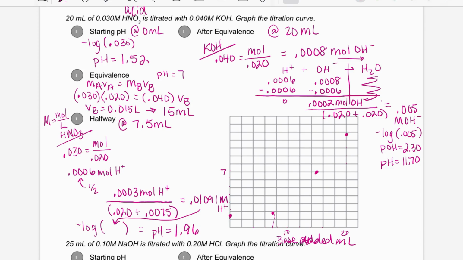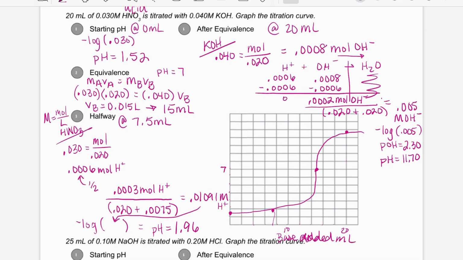Okay, so for this, I'm going to come in flat. I'm going to have my steep curve, and then it'll flatten back out as it becomes only base.